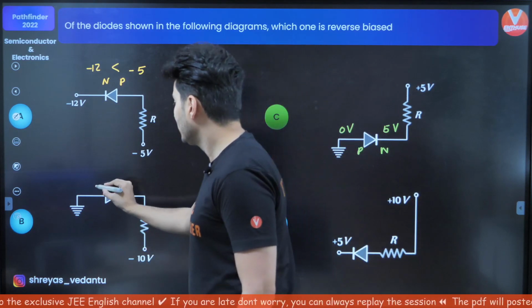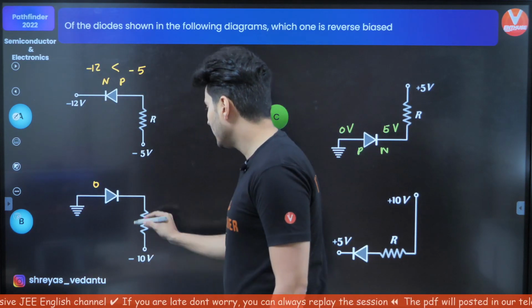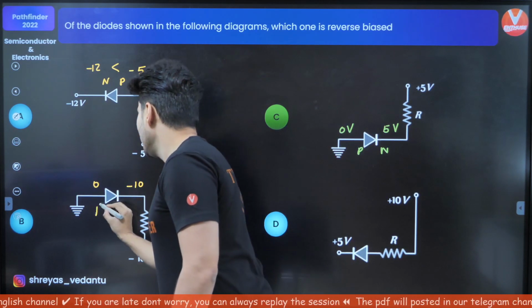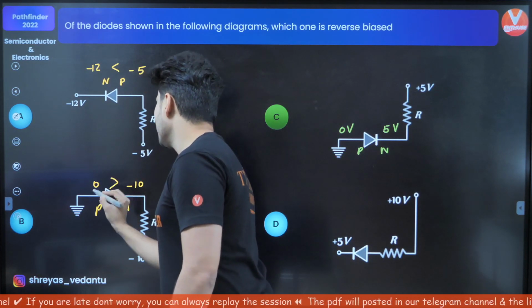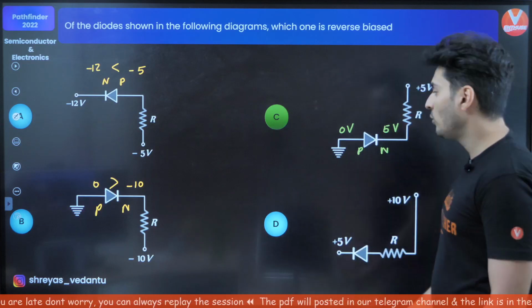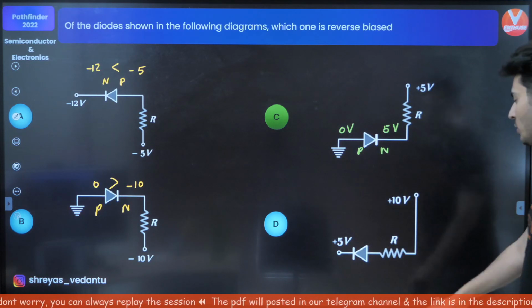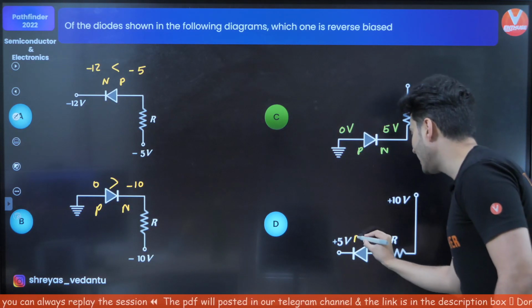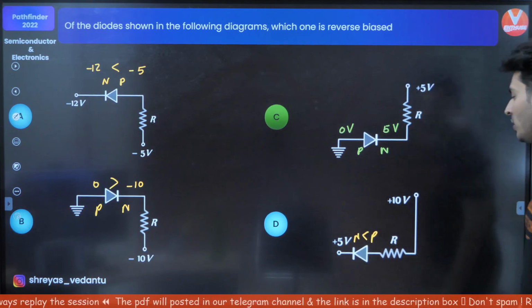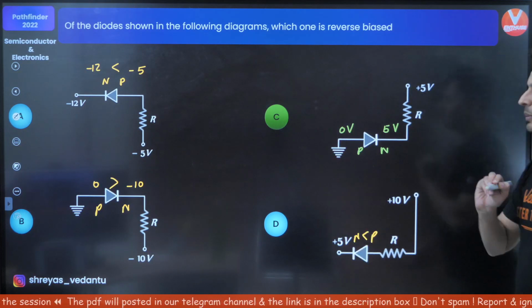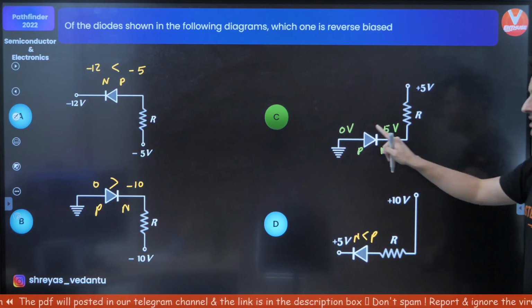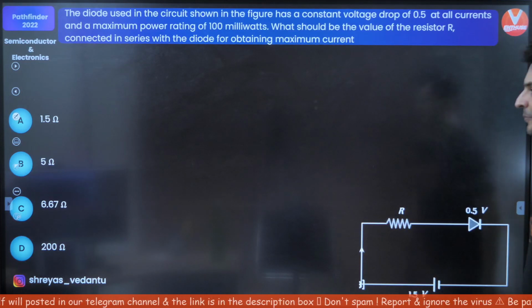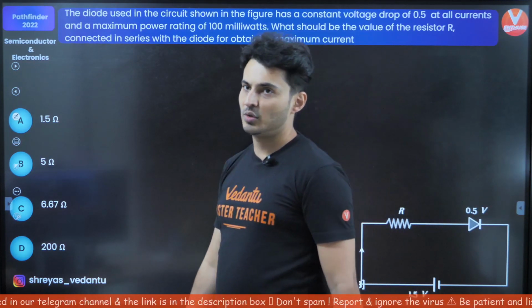Here also, this is 0 volt. This is connected to minus 10. This is P side and this is N side. Obviously, 0 is more than minus 10. Obviously, forward bias. And the same thing you can say over here. This is P side and this is N side. P's voltage is more than N. So this is also forward bias. Hence, the only diagram which is in the reverse bias is option C. Correct? Let's move to the next one.